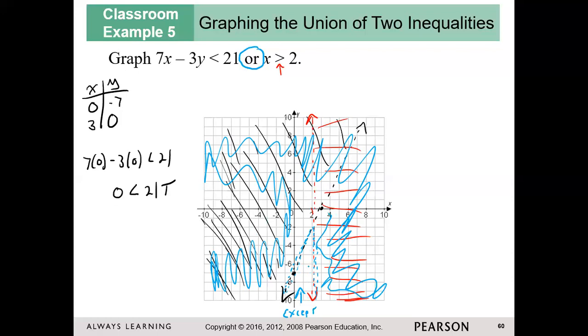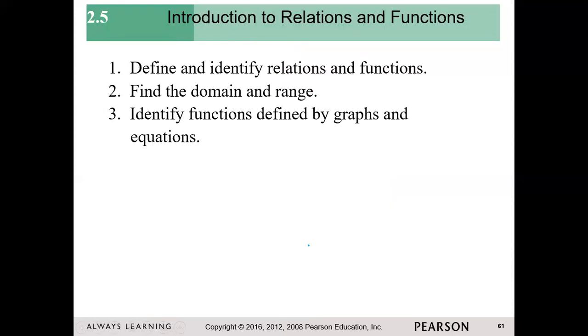It's part of the solution set. Anything that's in this region over here is not going to be part of the solution set. All right. So 2.5, we're going to talk about the introduction to relations and functions.